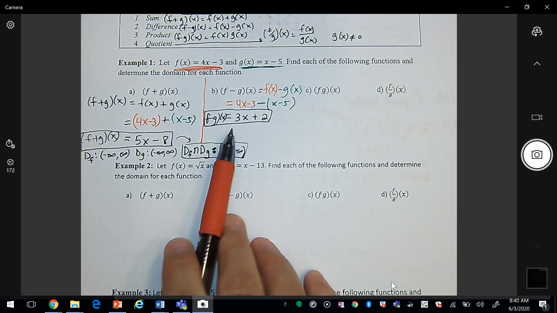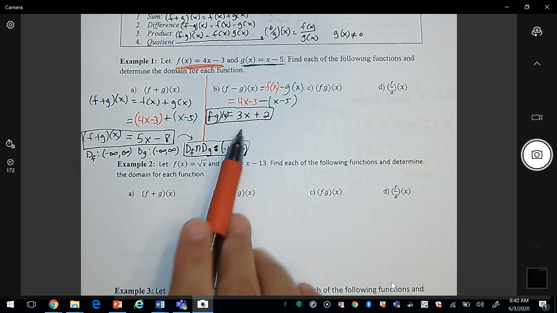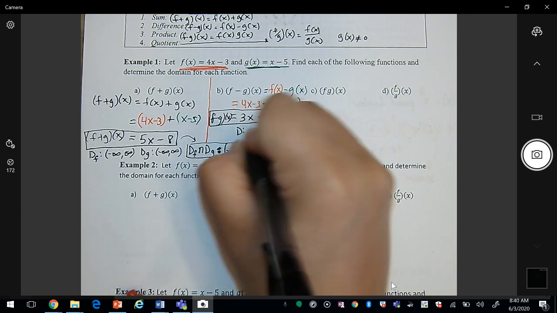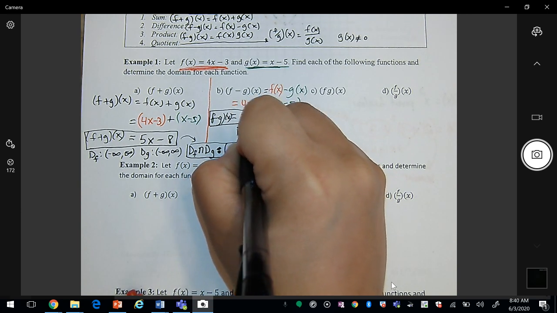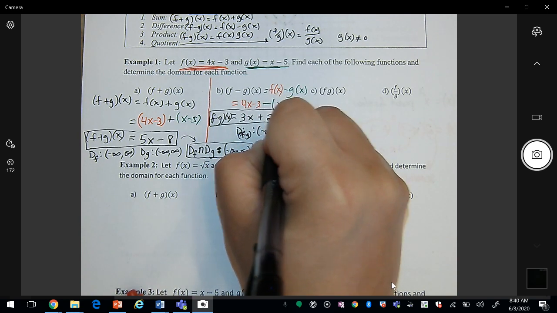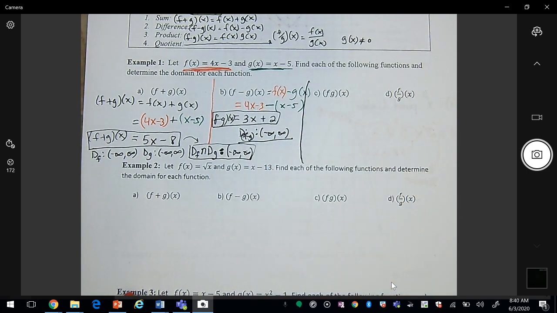And again, the domains here are the same, negative infinity to positive infinity. So the domain for this function, for f minus g, is going to be negative infinity to positive infinity.